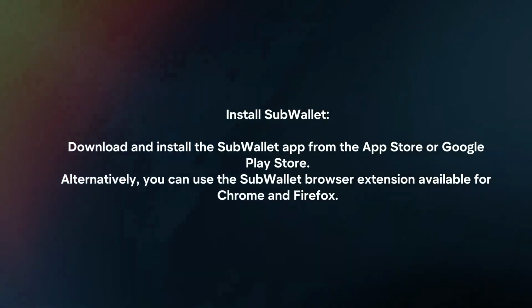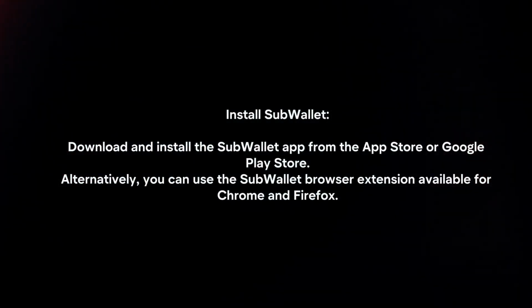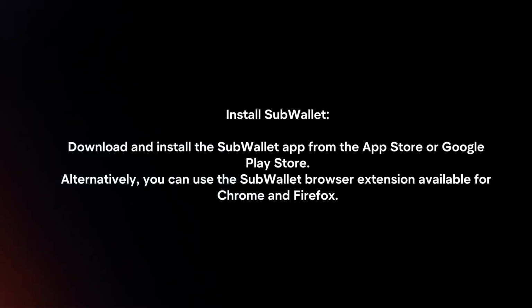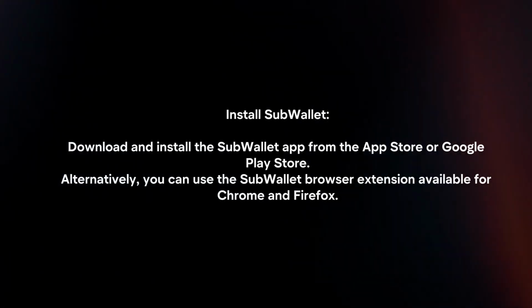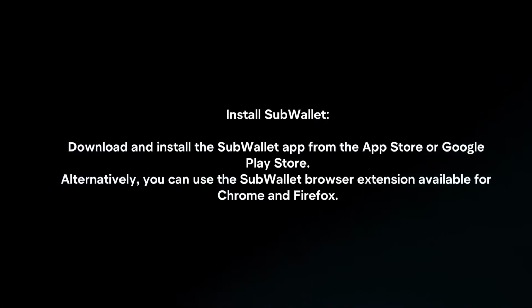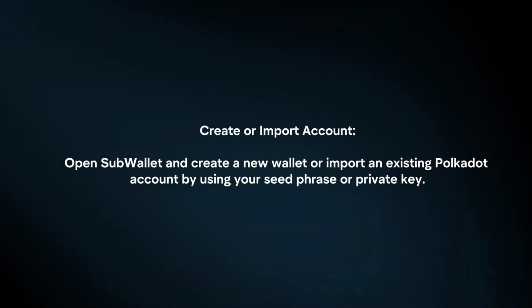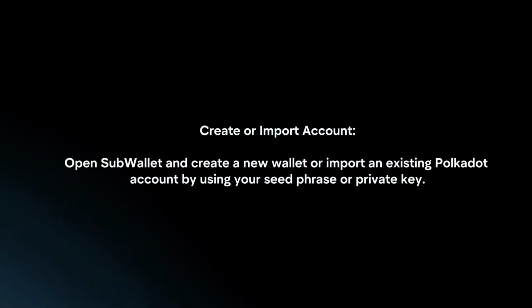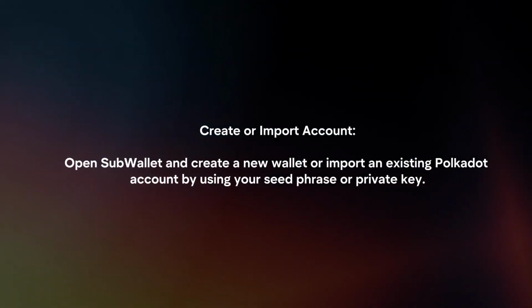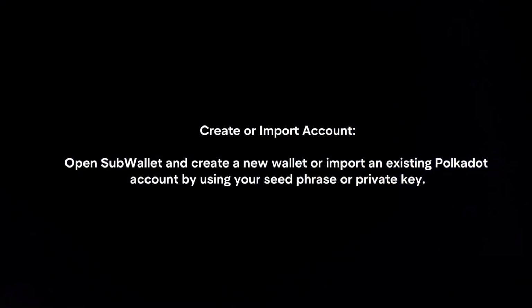Setting up Subwallet. Install Subwallet. Download and install the Subwallet app from the App Store or Google Play Store. Alternatively, you can use the Subwallet browser extension available for Chrome and Firefox. Create or import account. Open Subwallet and create a new wallet or import an existing Polkadot account by using your seed phrase or private key.